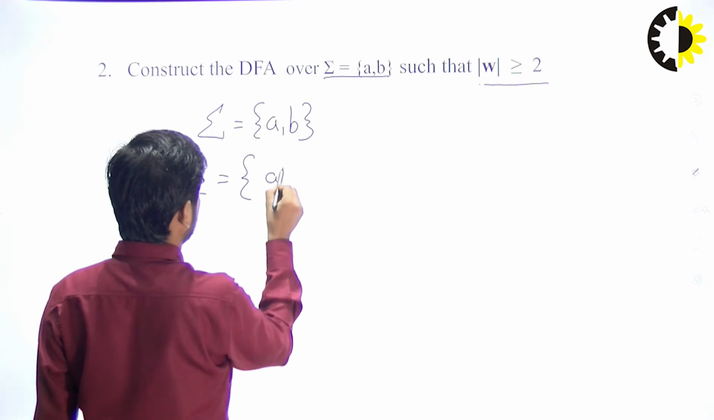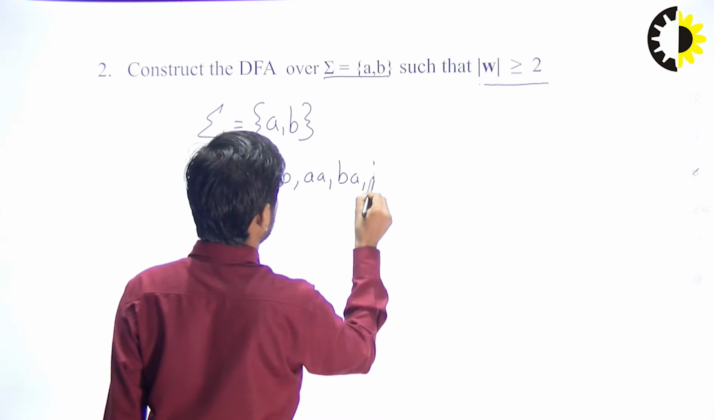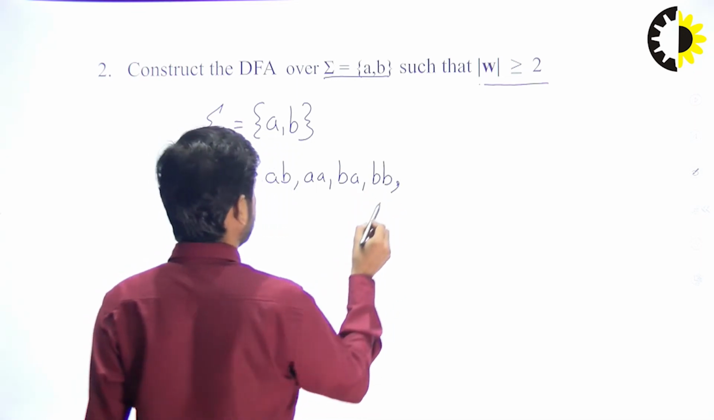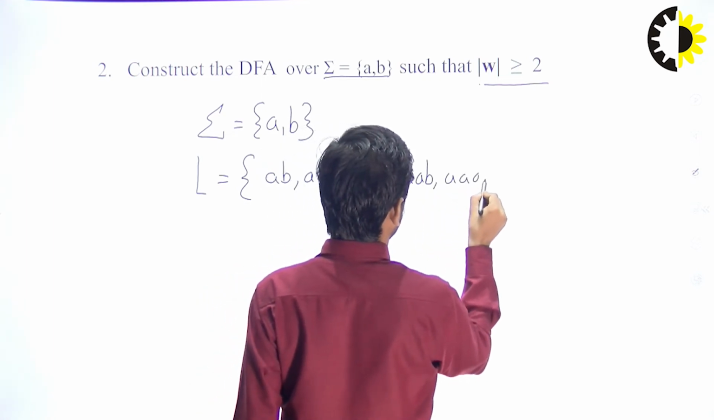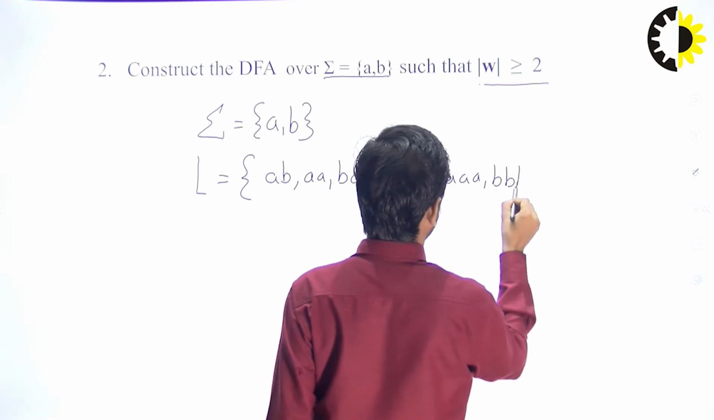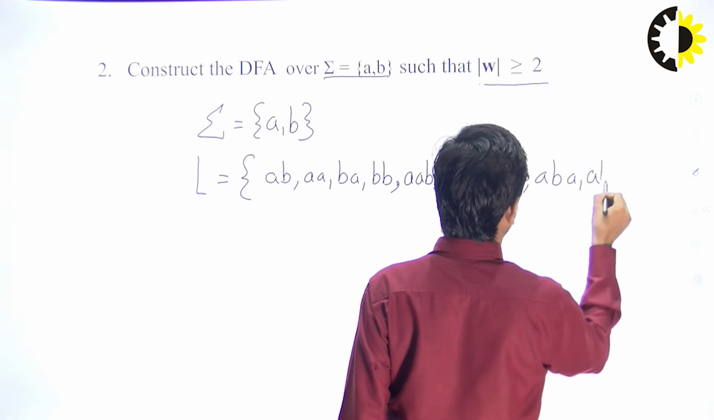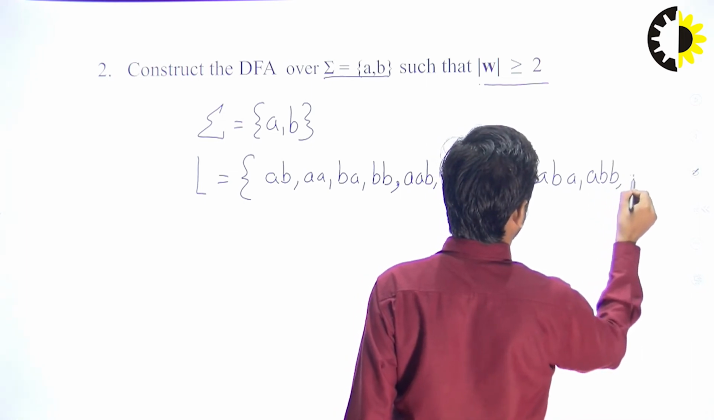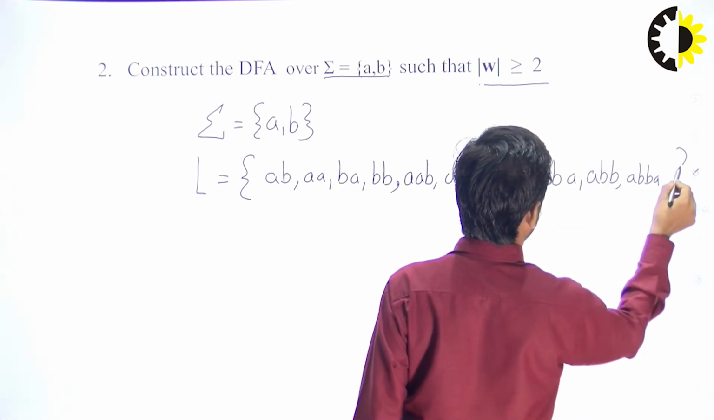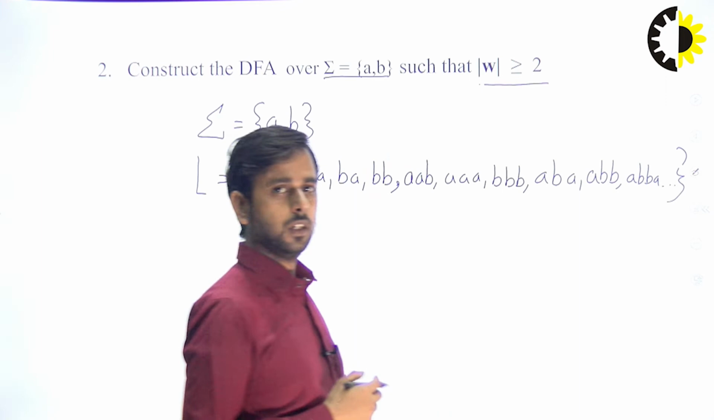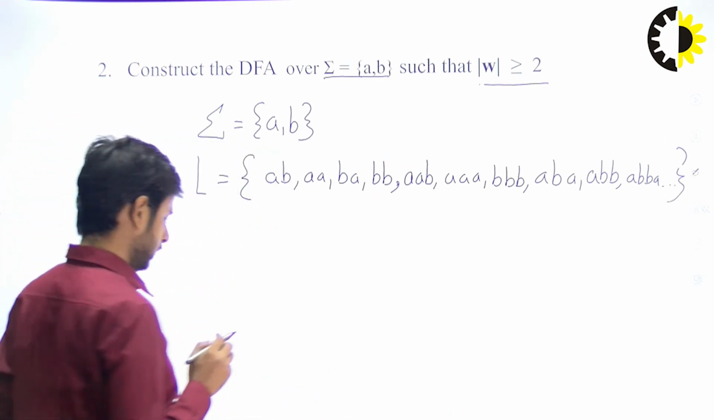So it will contain AB, AA, BA, BB, AAB, AAA, BBB, ABA, ABB, ABBA and so on up to infinity. There is an infinite set of strings. So for this language we need to construct the DFA.